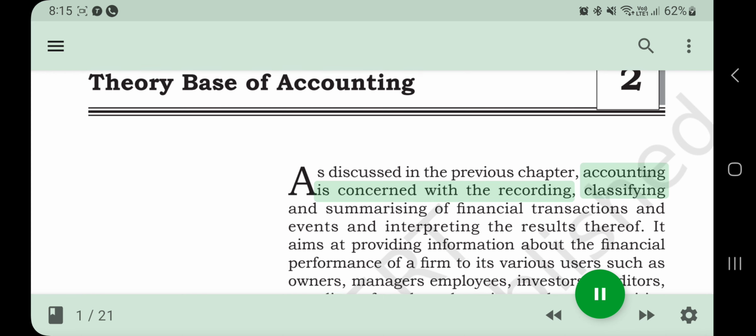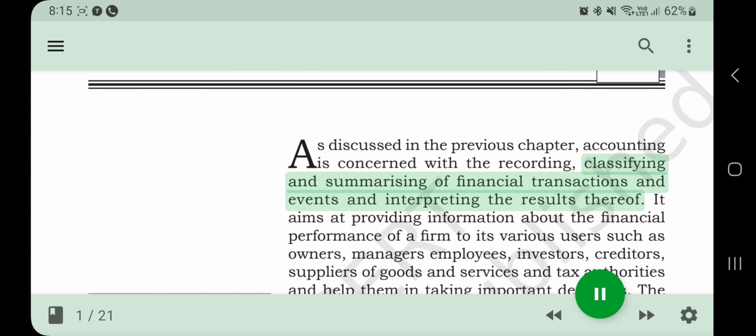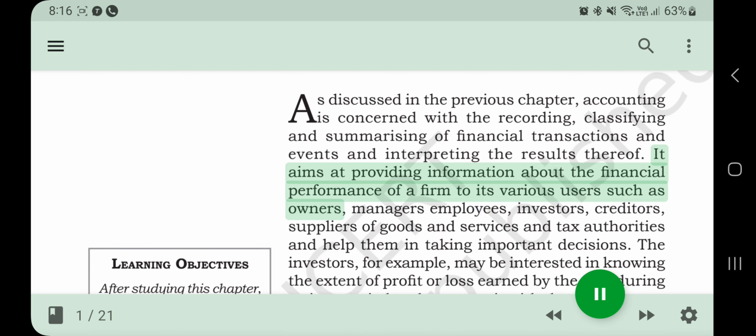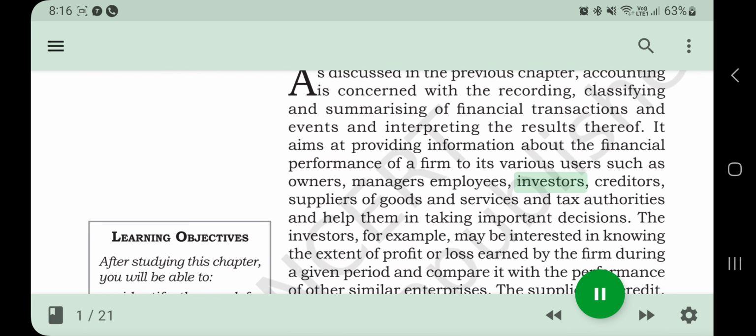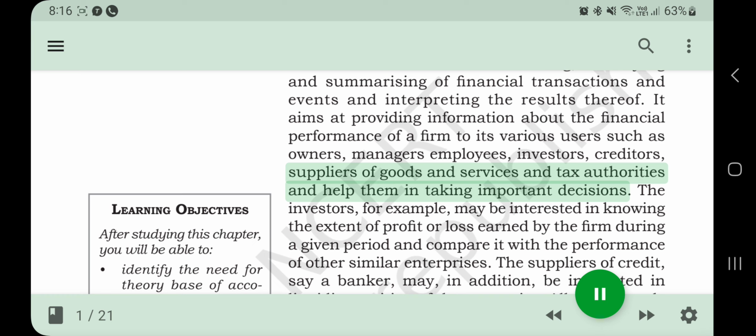As discussed in the previous chapter, accounting is concerned with the recording, classifying and summarizing of financial transactions and events and interpreting the results thereof. It aims at providing information about the financial performance of a firm to its various users such as owners, managers, employees, investors, creditors, suppliers of goods and services and tax authorities and help them in taking important decisions.